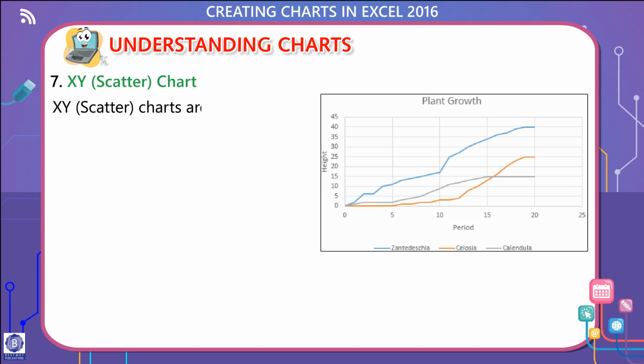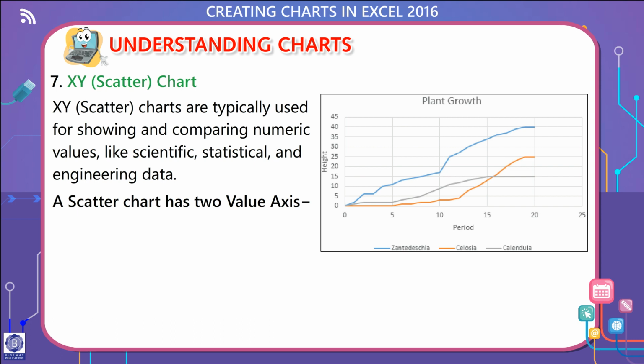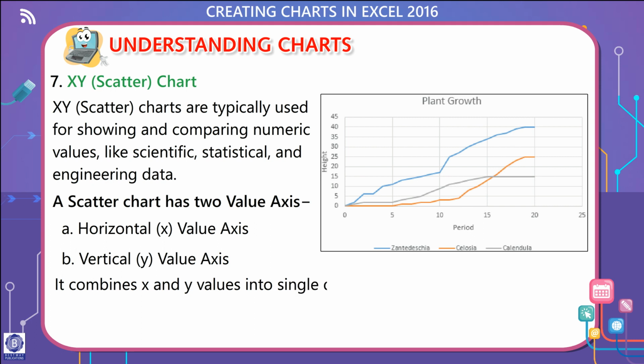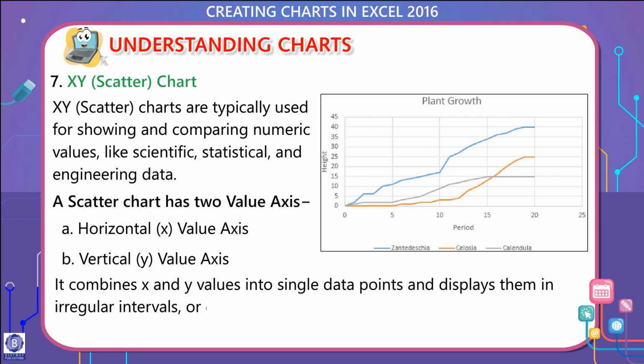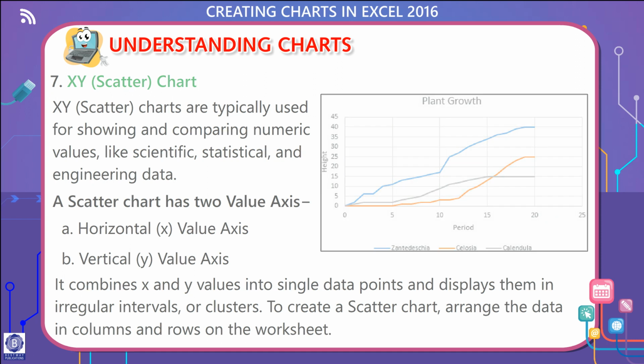XY scatter chart. XY scatter charts are typically used for showing and comparing numeric values like scientific, statistical, and engineering data. A scatter chart has two value axes: horizontal X value axis, vertical Y value axis. It combines X and Y values into single data points and displays them in irregular intervals or clusters. To create a scatter chart, arrange the data in columns and rows on the worksheet.